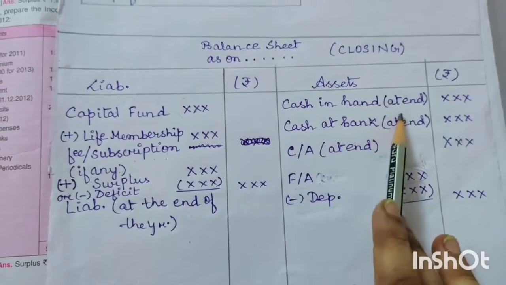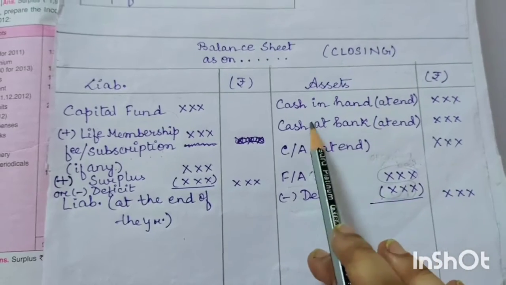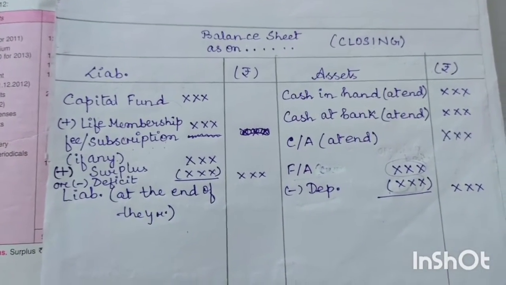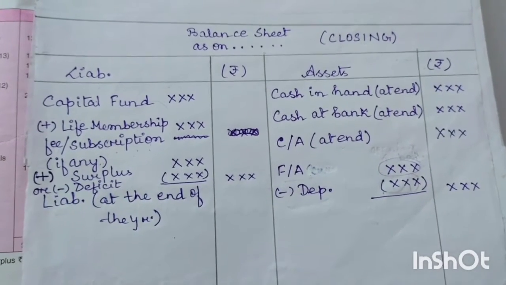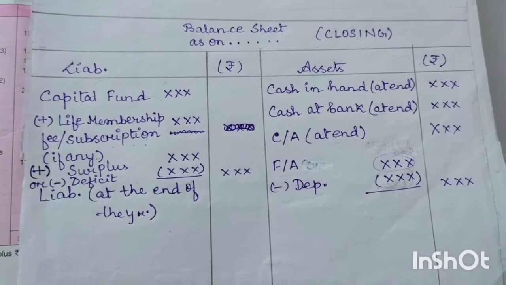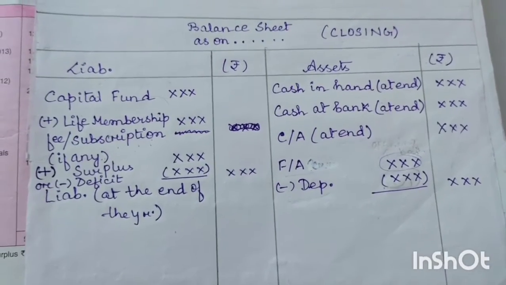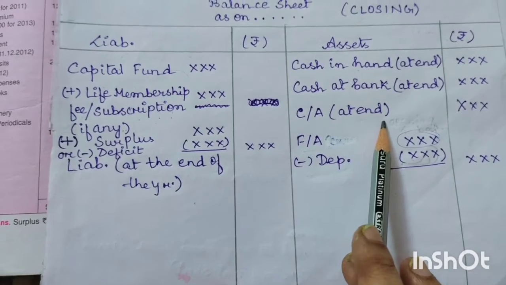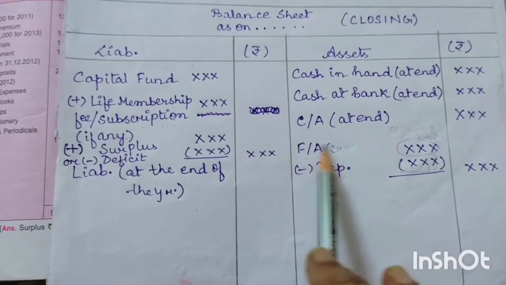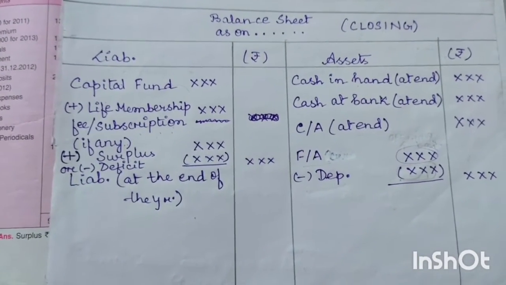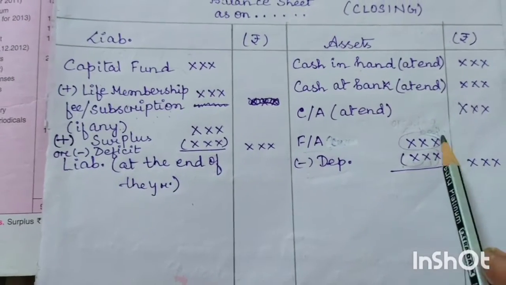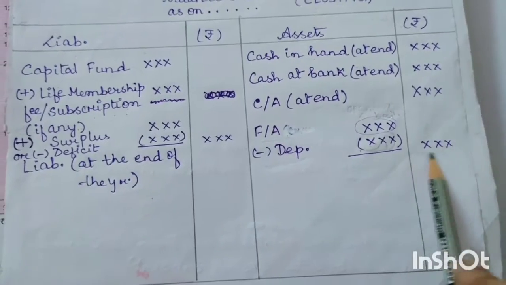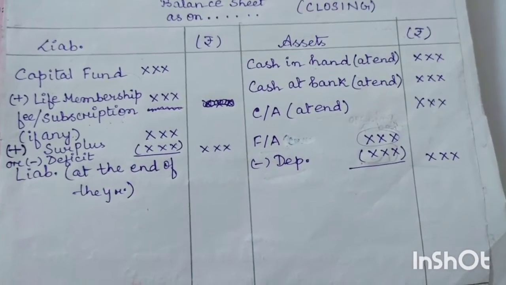In assets, cash in hand at the end of the year, cash at bank at the end of the year, means at the end how much cash balance you had in your hand, that one you are going to record, and how much bank balance you had at the end of the year, that is the closing balance, will be recorded here. Next, current assets at the end. Now come to fixed asset. In case of fixed asset, whatever opening balance you had, from that you have to deduct the depreciation. Then only you will get the closing balance for the fixed assets.